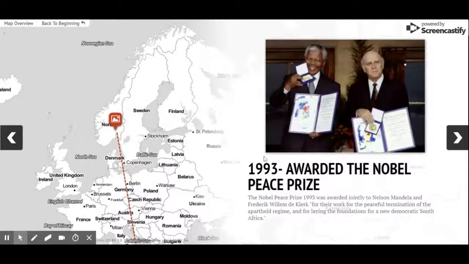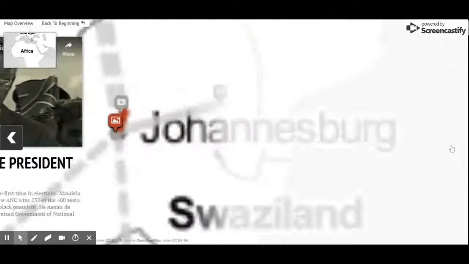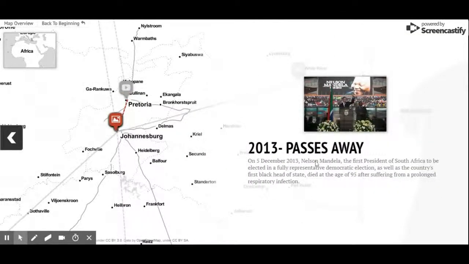All the way back in Norway to get the Nobel Peace Prize, elected the first Black president of South Africa, and then in 2013 when he passes away. So that is an example of a story map that a student would create to detail someone's life.